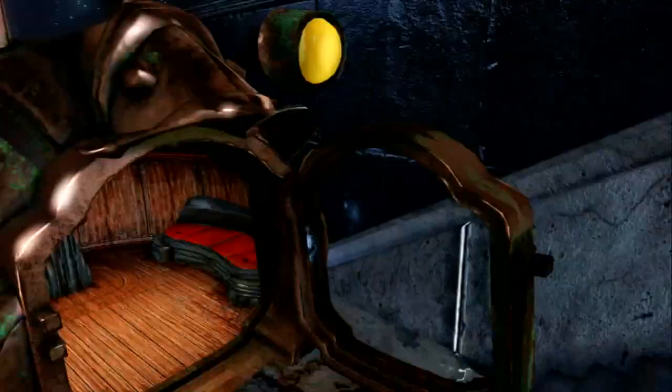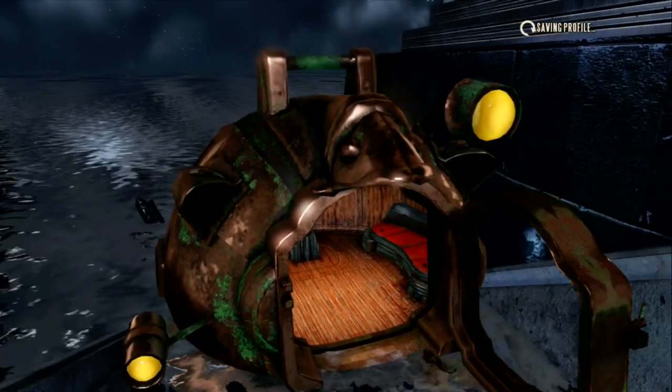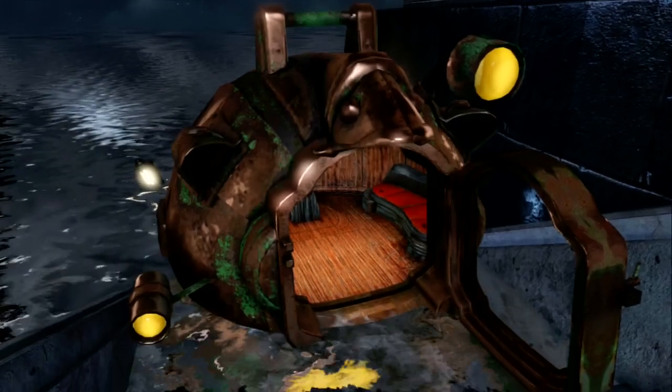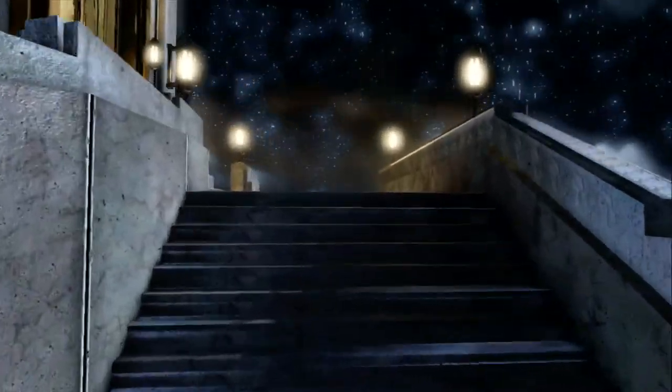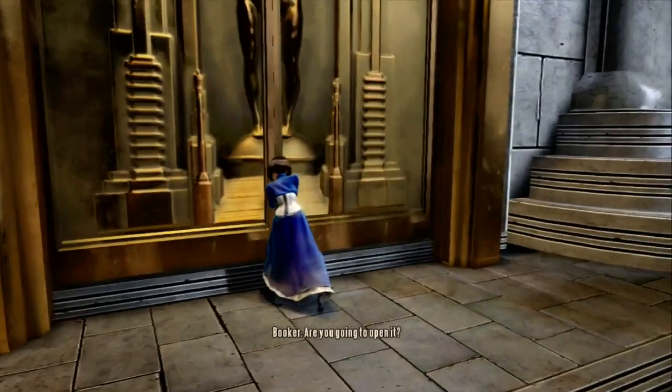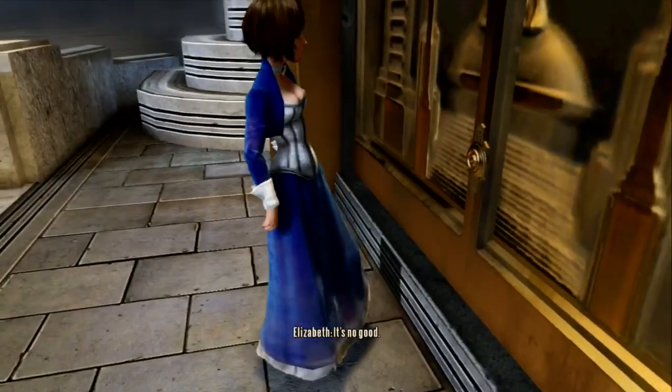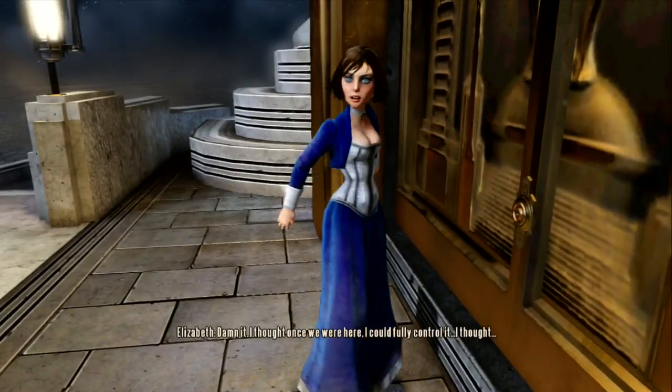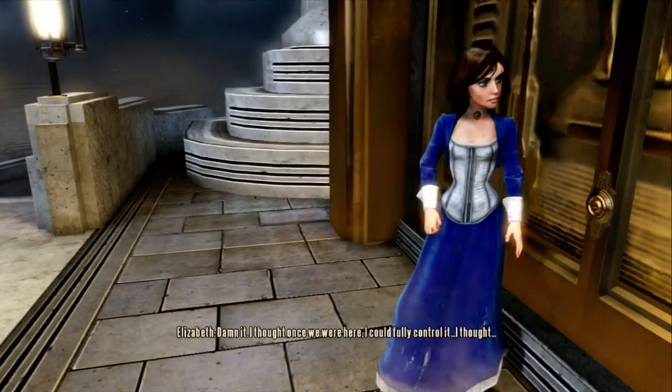Because of the line that Elizabeth says, "There's always a man, there's always a city." Obviously, Columbia and Rapture are very similar. Jack is very similar to Booker DeWitt, and add in the fact that Booker DeWitt is able to activate the bathysphere. Something seems up.